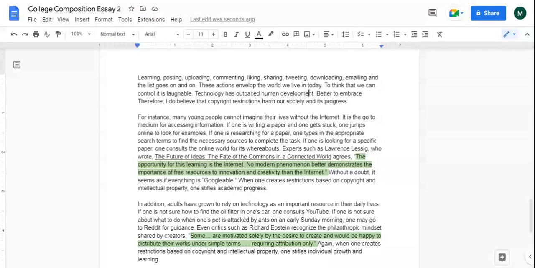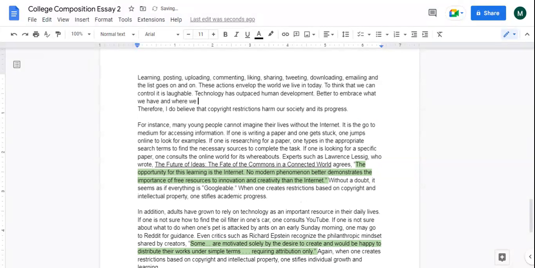Has outpaced human development. Better to embrace what we have and where we are rather than try to rein it in. Okay. And that timer is about to go off in 3 seconds, writers.